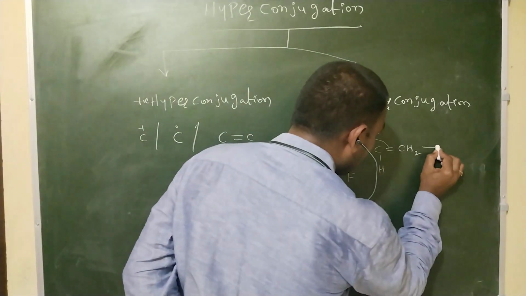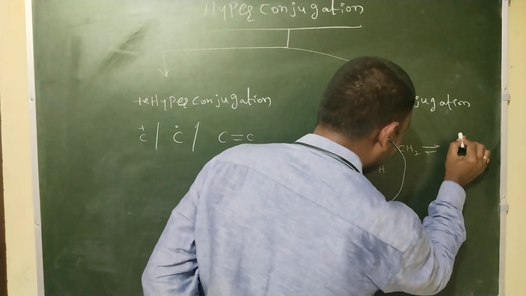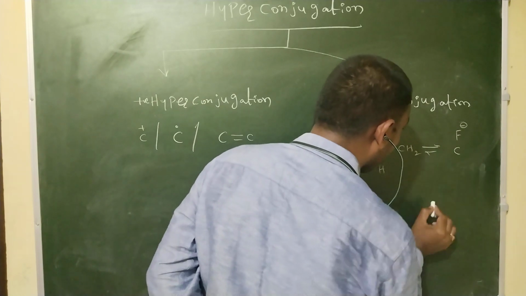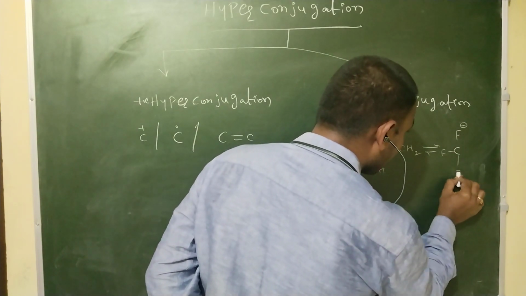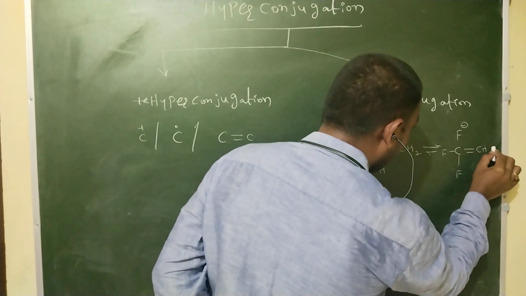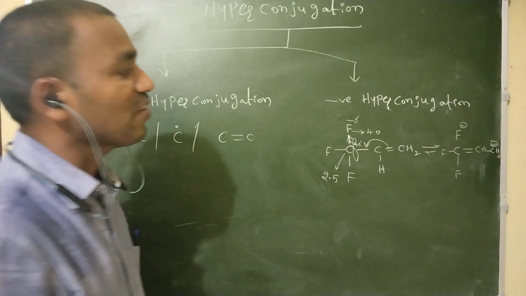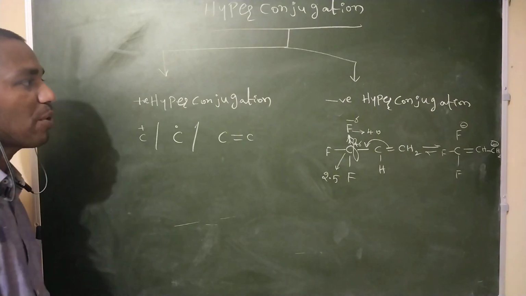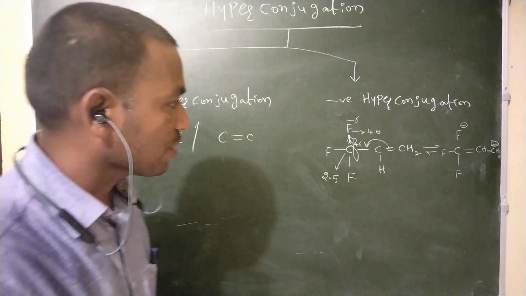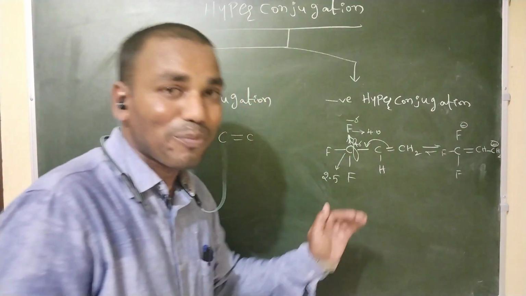So here we are getting this kind of structure, with fluoride formed here, and the remaining fluorines here, a double bond over here, and CH2 minus, right? Here we are observing reverse hyperconjugation, or negative hyperconjugation. It is also observed in aromatic compounds.